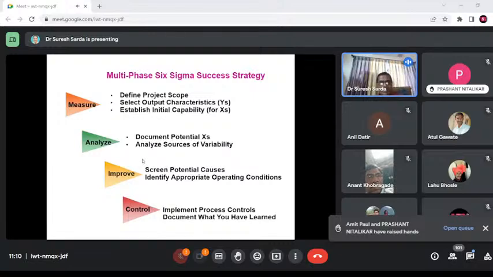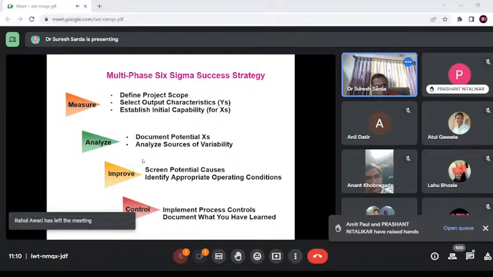Of the Six Sigma steps, DMAIC is generally the most popular phase set: define, measure, analyze, improve, and control. So define means you have to define the project, then measure the variation, analyze the variation, improve the process, and control. Define means what? There are a number of projects in the industry.